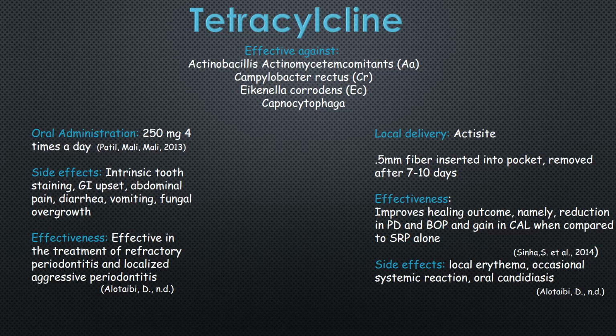The product used to locally deliver tetracycline is called Actisite. It presents in a 0.5 millimeter fiber inserted into the pocket. Actisite has been known to improve healing, namely in the reduction of periodontal pocket depths, bleeding on probing, and gain in clinical attachment level. Side effects of Actisite have been reported to be local erythema, occasional systemic reactions, and oral candidiasis.